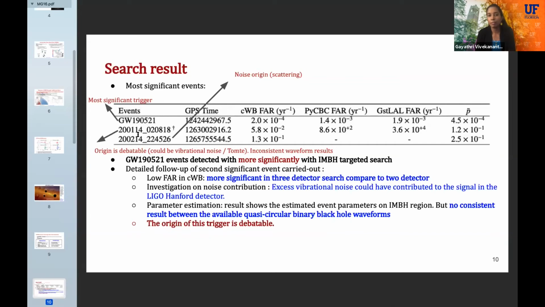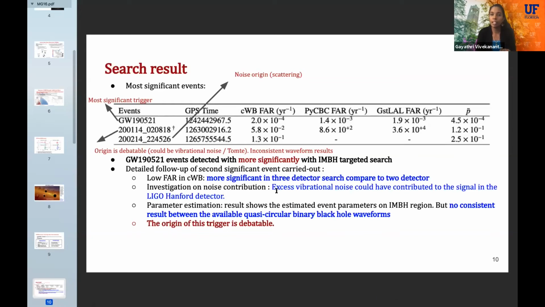For the case of January 14th, when we looked into the significance of this event, we looked at the two-detector as well as the three-detector case, and the three-detector case is more significant compared to the two-detector search from the coherent WaveBurst algorithm. We also did a detailed investigation of the noise contribution to this event from environmental noise and other fluctuations. We found that excess vibration noise could be contributing in one particular detector, LIGO Hanford. But there could also be contributions from Livingston and Virgo, and we could not completely rule out the existence of an astrophysical origin for this event.